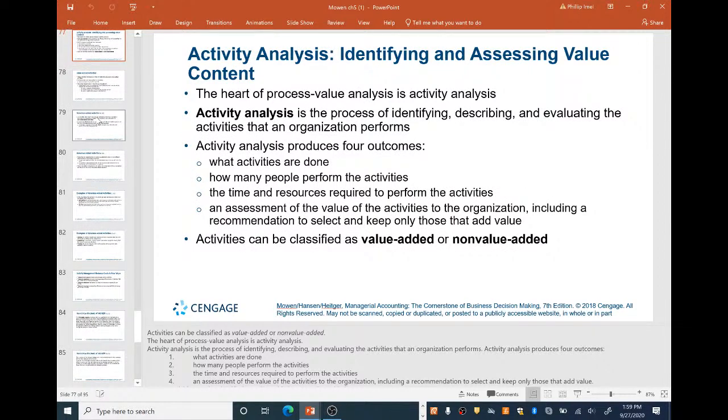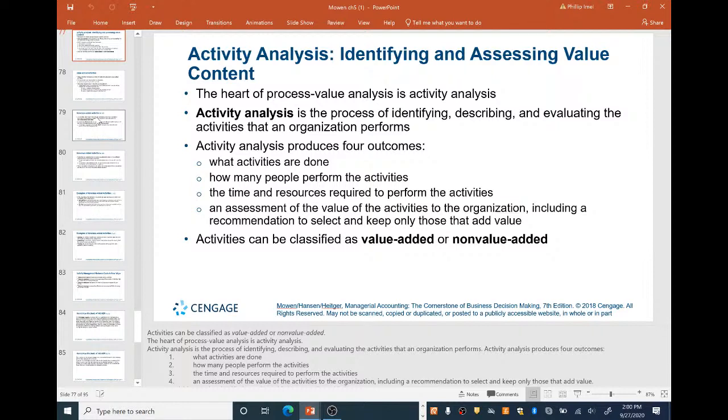Okay, activity analysis, identifying and assessing value content. So the heart of process value analysis is going to be activity analysis. So once again, the activity analysis is just the process of identifying, describing, and evaluating the activities that an organization performs. So once again, just analyzing the activities within an organization.